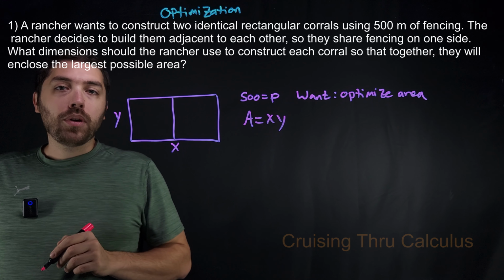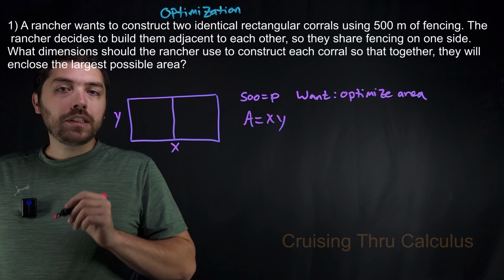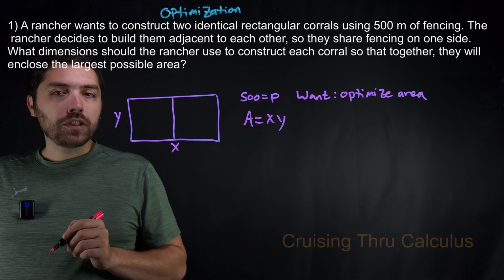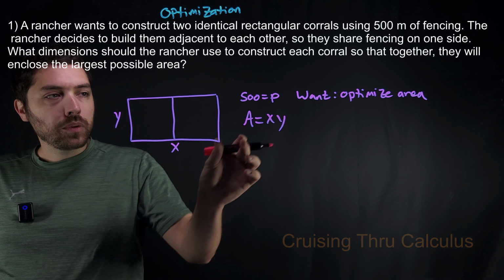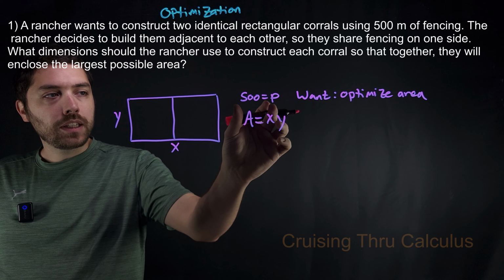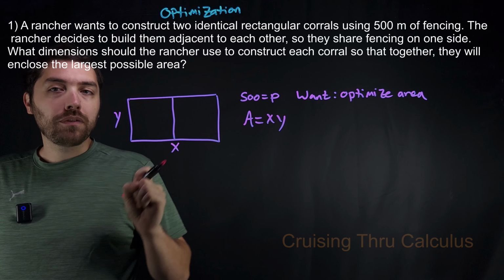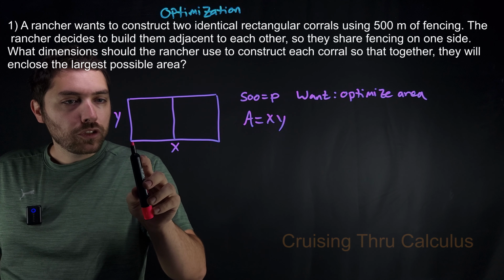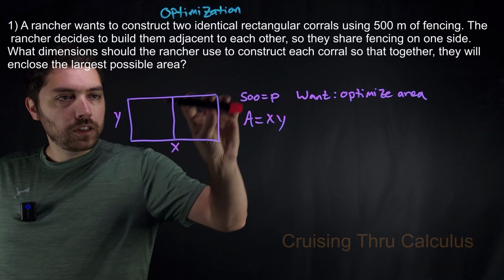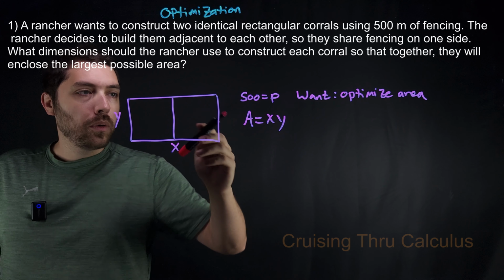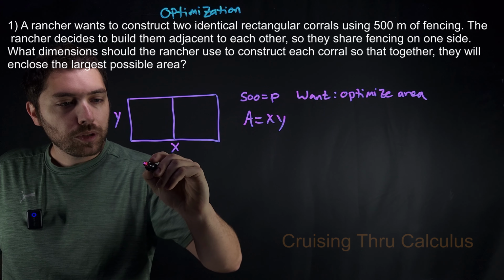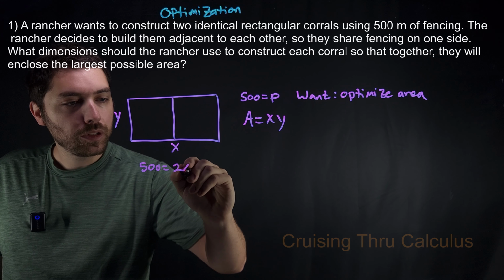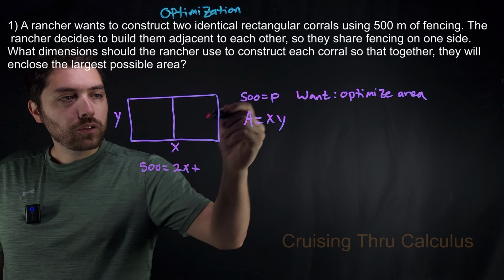Now that we've found our primary equation, it's time to find our secondary equation. Our secondary equation has to do with the information that they gave us in the problem. In fact, I wrote it down right here. They gave us that the rancher has 500 meters of fencing to use. So if you look here, that means he'll have 500 meters to enclose this, this, this, this, and this. Or in other words, the perimeter, which is 500, is going to be equal to x plus y plus y plus y.